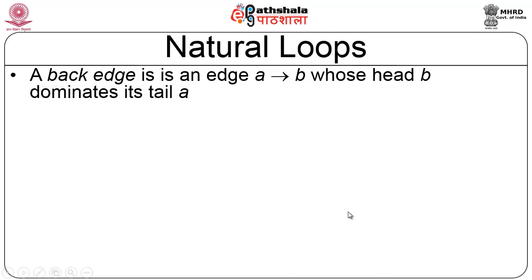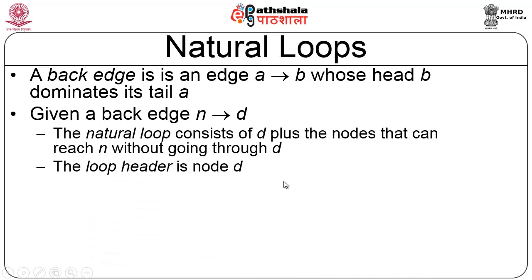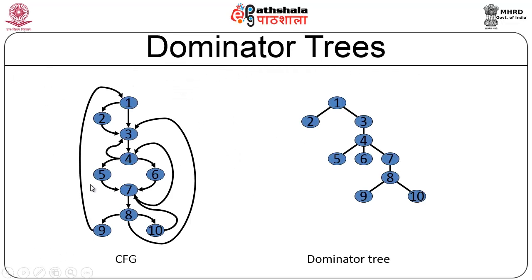Now we have a concept called natural loop, where a back edge is an edge A to B whose head B dominates its tail A. Given a back edge N to D, the natural loop consists of D plus the nodes that can reach N without going through D. The loop header is node D. Let us take a small example here: 4, 3, the loop 3 to 4. This is a natural loop. These edges are called back edges. The one that goes from 9 to 1, the one that goes from 7 to 4, these are called back edges.